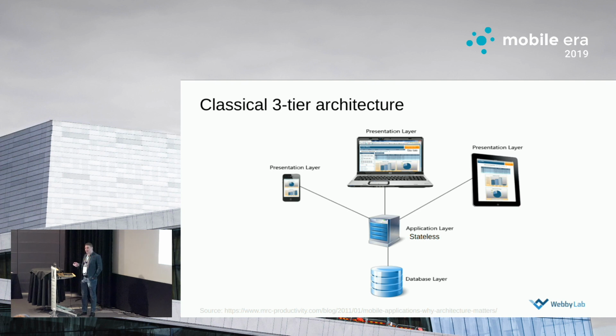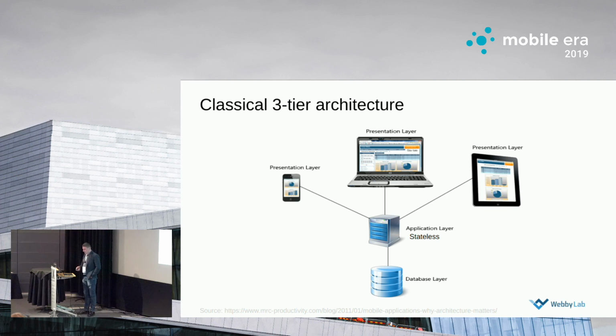Here you see a classical approach of building an application. It's a classical 3-tier architecture. We have our presentation layer, which can be a mobile application, web application, any type of UI. We usually have an application layer. It's the part we usually call the Backend, which contains almost all of our business logic. And we have a database layer. The application layer is usually stateless if we want to be able to scale our application.